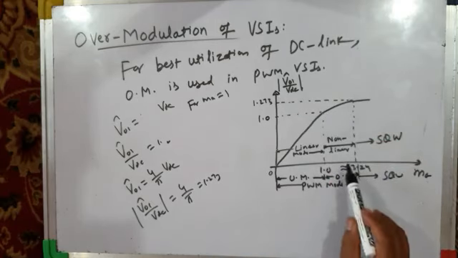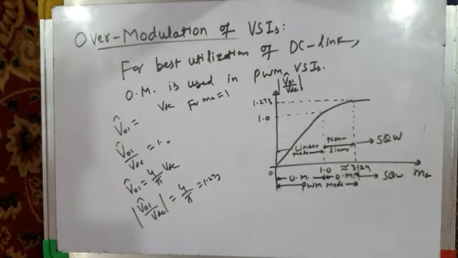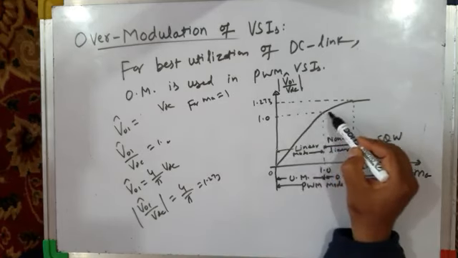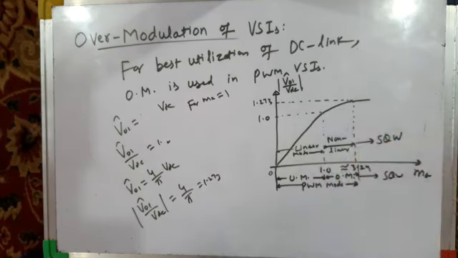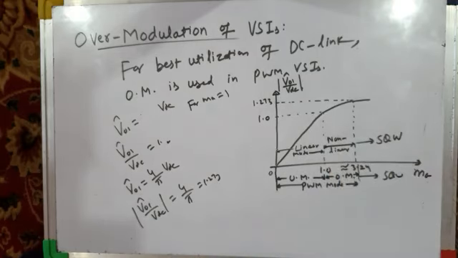But in over modulation mode of operation, you can see that inverter output voltage is higher than for unity, for a modulation index of 1. You are able to increase the inverter output voltage for a given DC bus voltage. That means you are making better utilization of your DC bus or DC link. But at what cost? When you go from under modulation mode to over modulation mode, no doubt you are utilizing the DC link in a better way, producing higher and higher inverter output voltages, but at the cost of some harmonic distortion of the inverter.